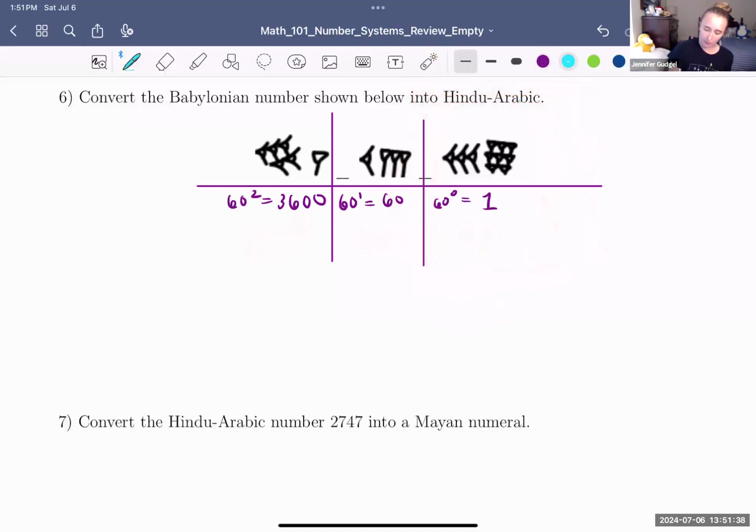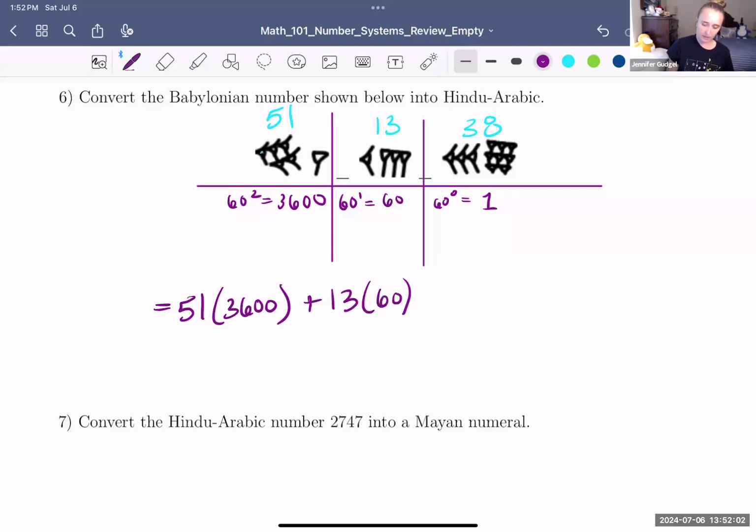Let's talk about what these symbols mean. 10, 20, 30, 40, 51. 10, 13. 10, 20, 30, 38. So when I set this up, I have 51 groups of 3,600. Multiply those together. Add that to the 13 groups of 60. Add that to the 38 groups of 1.